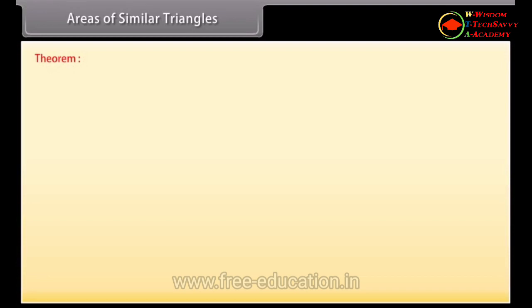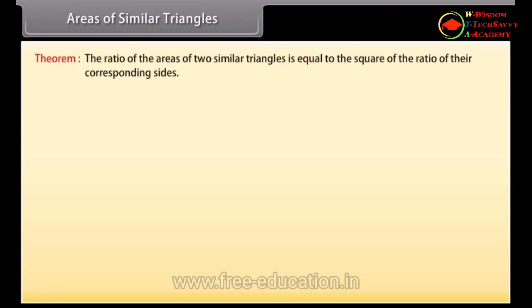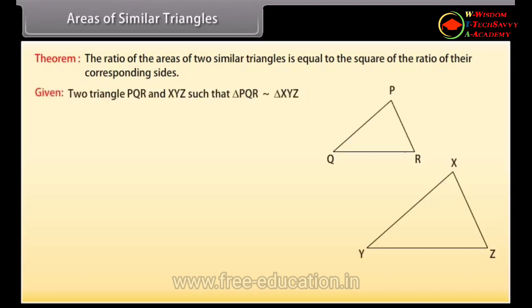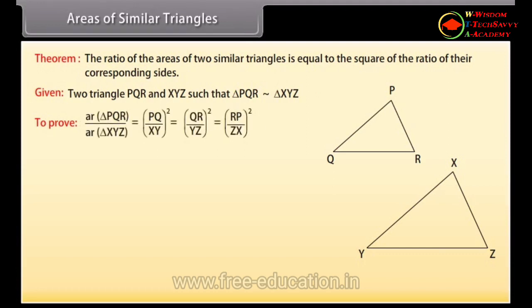Areas of similar triangles. Theorem. The ratio of the areas of two similar triangles is equal to the square of the ratio of their corresponding sides. Let us prove this theorem. Two triangles PQR and XYZ are given such that triangle PQR is similar to triangle XYZ. To prove, area of triangle PQR upon area of triangle XYZ is equal to (PQ upon XY) whole square equals (QR upon YZ) whole square, which is equal to (RP upon ZX) whole square.